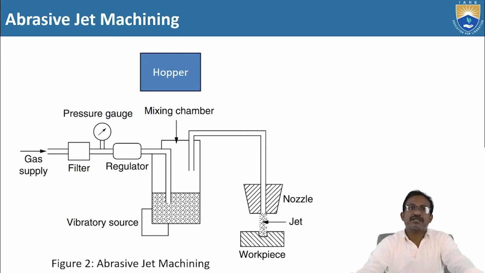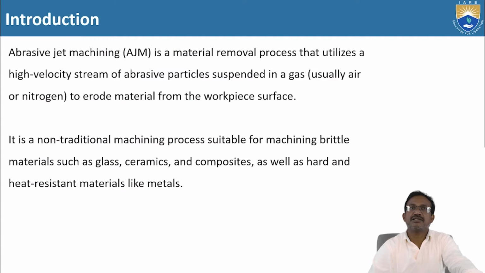First gas supply, filter, pressure gauge, regulator, mixing chamber, over that hopper, vibratory source, nozzle, jet. This is the workpiece where we have to work for the material removal. So this is the abrasive jet machining schematic diagram. Now let us see the various components discussion in the next slide.